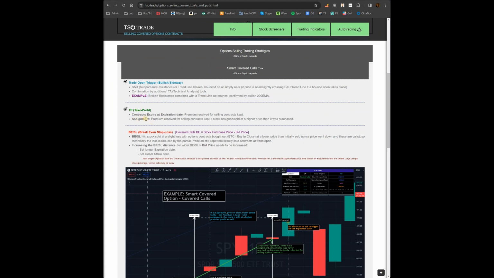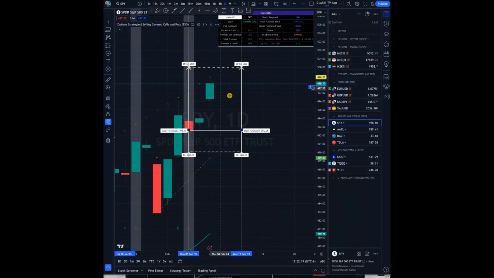Now take profit. How would you take profit? For covered calls, it's probably the only way for you to profit. You either wait till expiration, and if it expires and it never reaches the strike and it never goes below the stock purchase price, you basically got your premium, $250. And then you can sell another covered call.